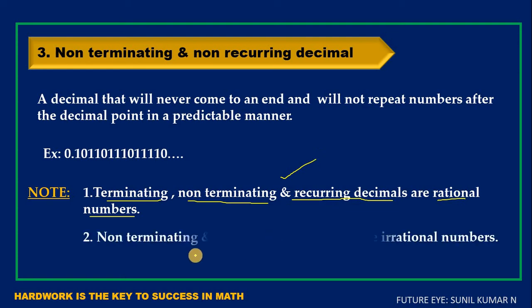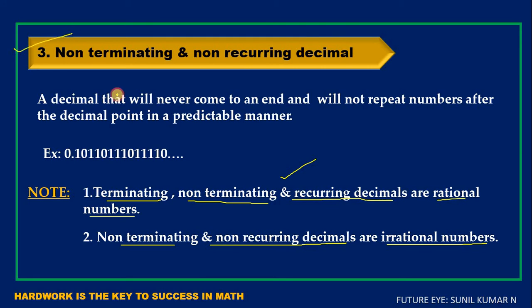But non-terminating and non-recurring decimals are irrational numbers. It means it is only this third one. Here, what example have we taken? This we cannot express in the form of p by q. Hence this is an example for an irrational number.